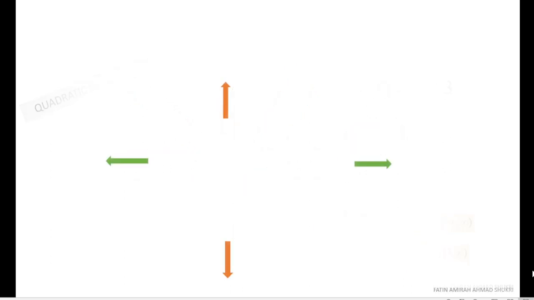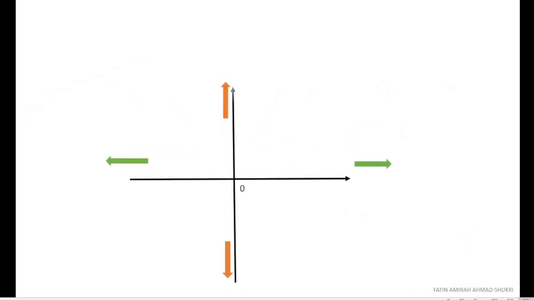Okay, moving on to the cubic function, the polynomial with degree of 3.